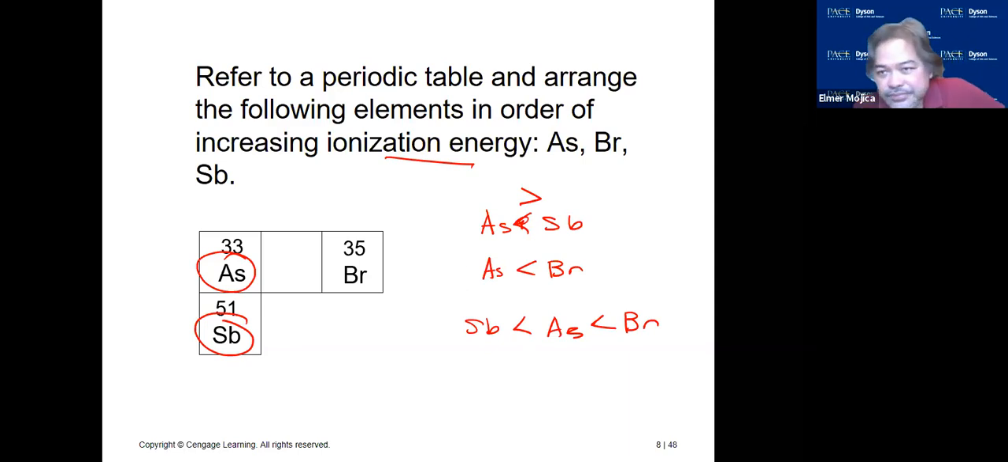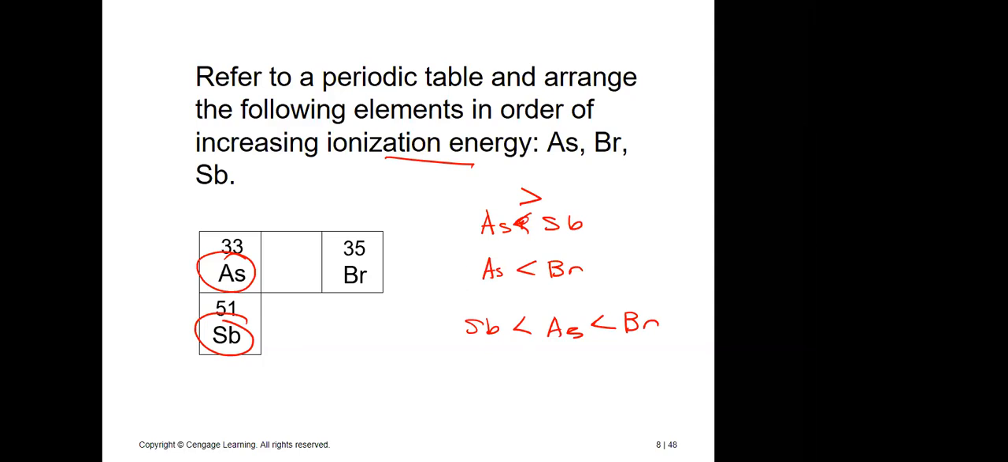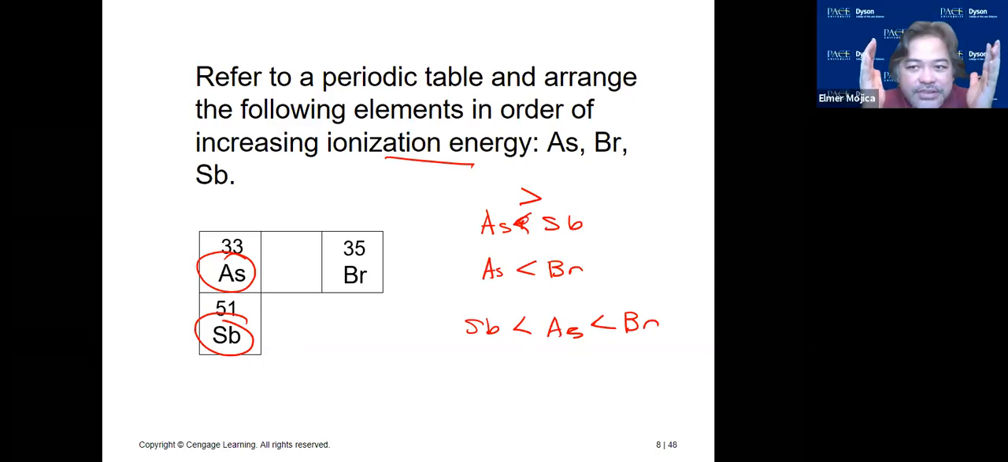So, the thing that you need to remember in the sequencing here: the smaller the atomic size, the bigger the ionization energy. The bigger the atomic size, the smaller is the ionization energy. That's the take-home message that you need to remember here.